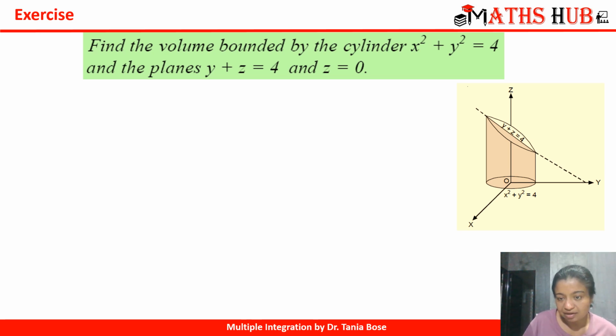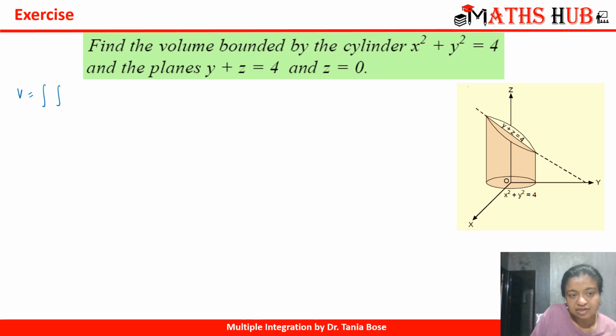If I show you the figure, it will be similar to this. This is the cylinder in the xy plane, x square plus y square equal to 4, and it is cut by the plane y plus z equal to 4 and z equal to 0. So z equal to 0 is this plane. It will not extend on the negative z axis, right? Okay, so let's try to figure out the volume.